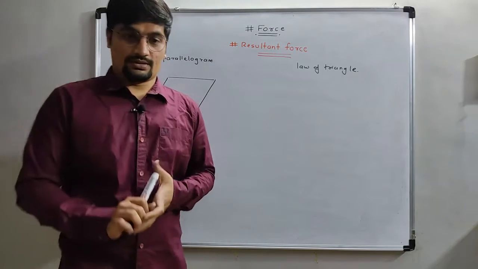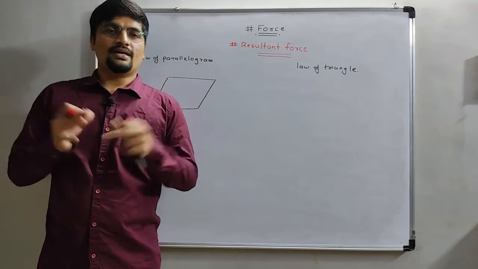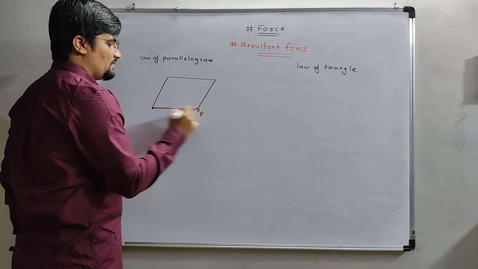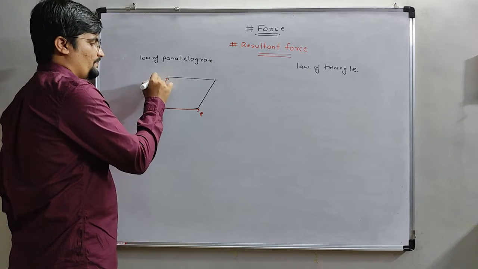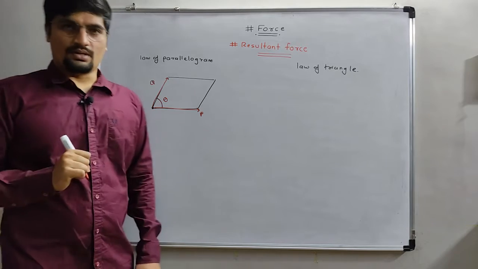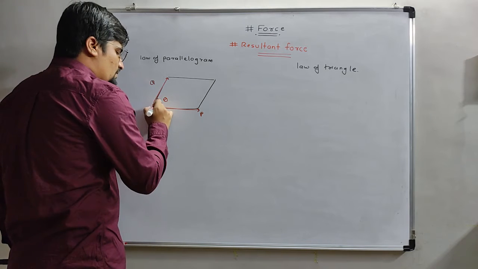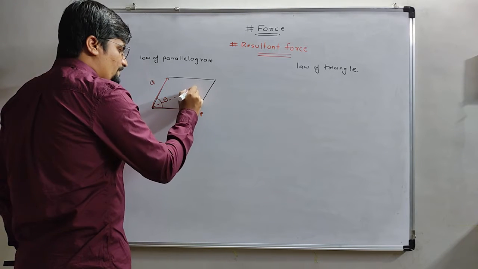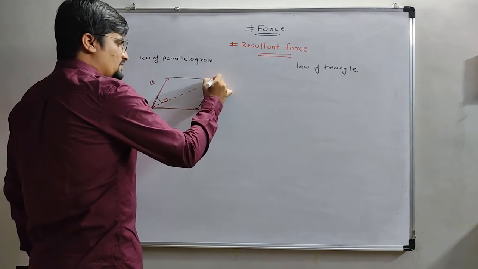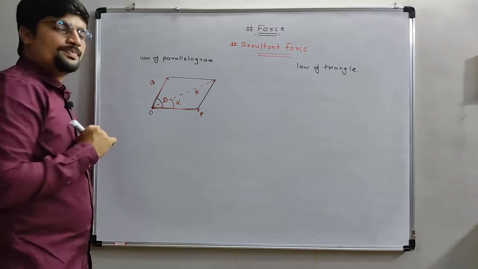Two concurrent forces acting on a parallelogram by two adjacent sides. First one is P, second one is Q. The angle between these two is theta. Then the resultant force of this is the diagonal of the parallelogram, which starts from the intersection point O. It is considered as R, and the angle of R is alpha.